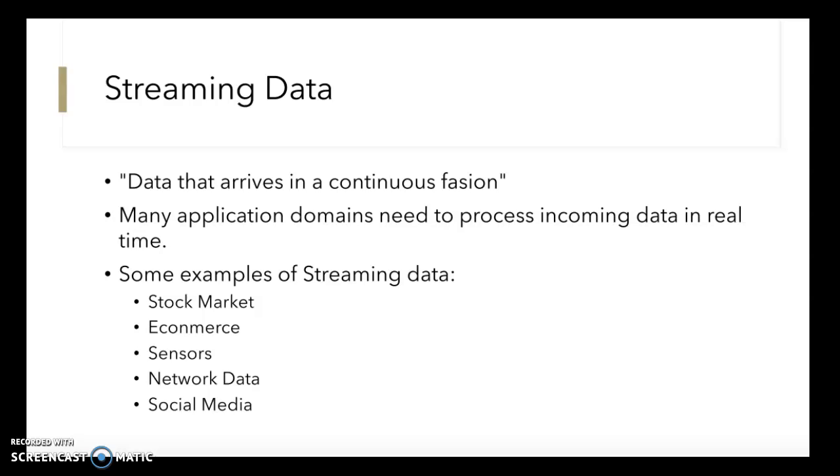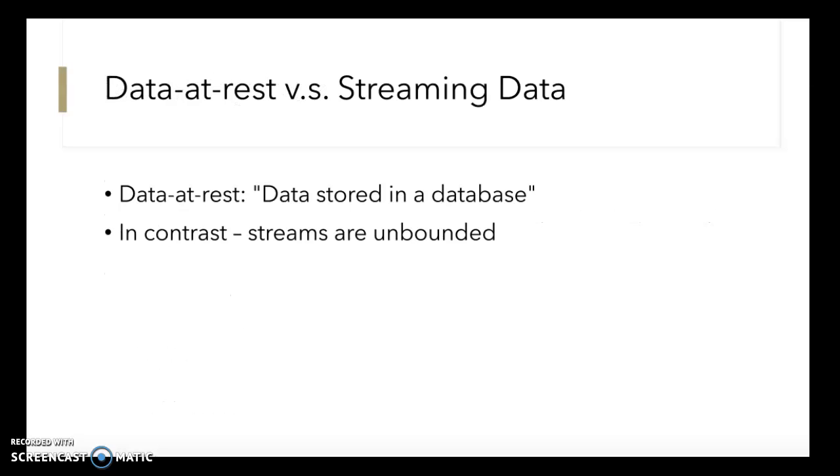Next is social media. Social media gets a continuous stream of messages from users. Each message in the stream of messages must be routed properly. Okay, so next is data at rest versus streaming data. Data at rest is data stored in a database. And this contrasts with streaming data because streams are unbounded, and by unbounded it means they may never end.